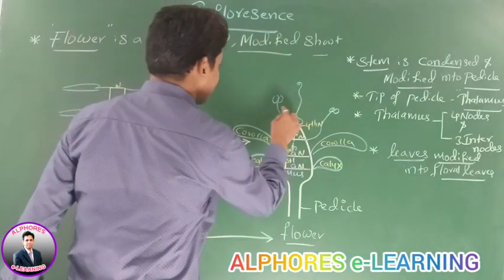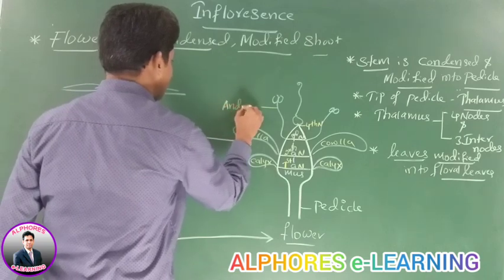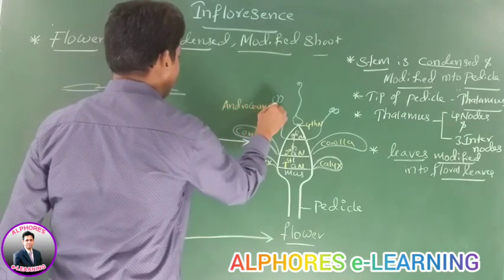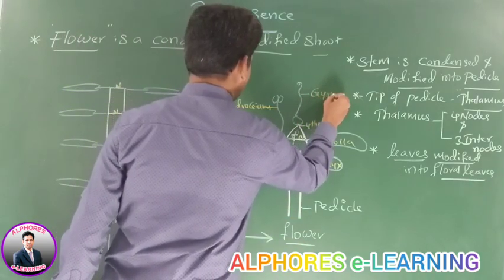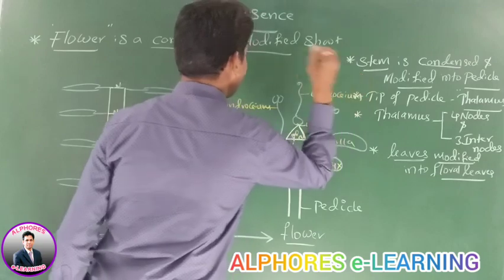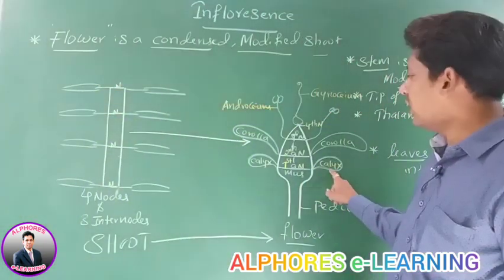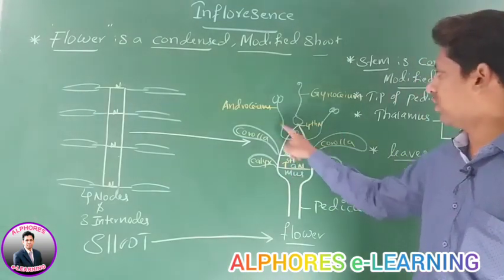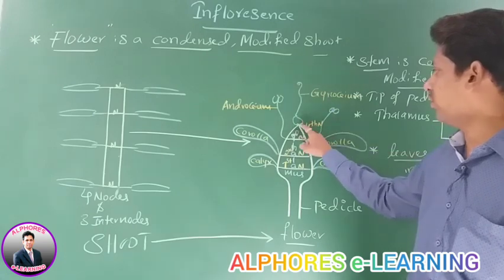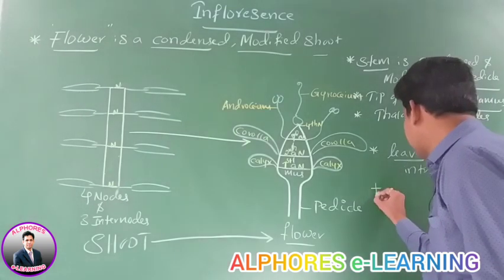Floral leaves present at the third node are called androecium. Floral leaves at the fourth node are called gynoecium. Therefore, floral leaves at the first node, calyx. At the second node, corolla. At the third node, androecium. At the fourth node, gynoecium. Therefore, a flower is with how many types of floral leaves? 4 types of floral leaves.